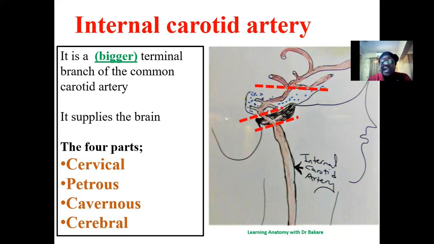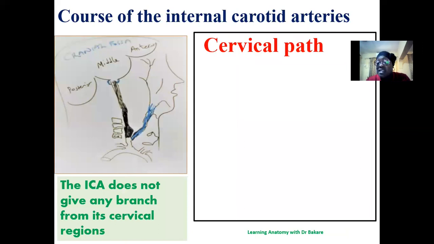So we are going to be looking at these regions one after the other, see how they run, also see the possible branches that they give within this space. So let's take a look at the course within the cervical part. Within the cervical region, this is the point where they originate from. We have the common carotid artery dividing into the external carotid that goes to supply structures within the face, head, and neck region on the outside. And we have the internal carotid artery running upward along the cervical region before it finally gets to the region where it can access the cranial cavity.